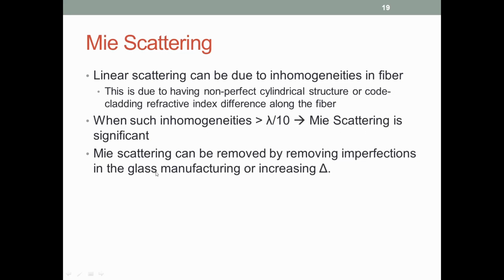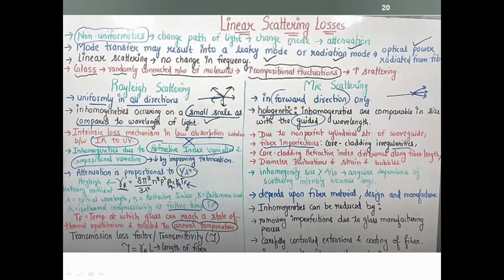Mie scattering is very significant, and it can be reduced by imperfection removal in the glass manufacturing and by increasing delta, which is the difference in refractive indices. I have given one more table for you to clearly understand. It is non-uniformities, change in the path of light, change in mode, and hence attenuation. Mode transfer may result in leaky mode, radiation, and hence there is no change in frequency. This is what you need to remember.